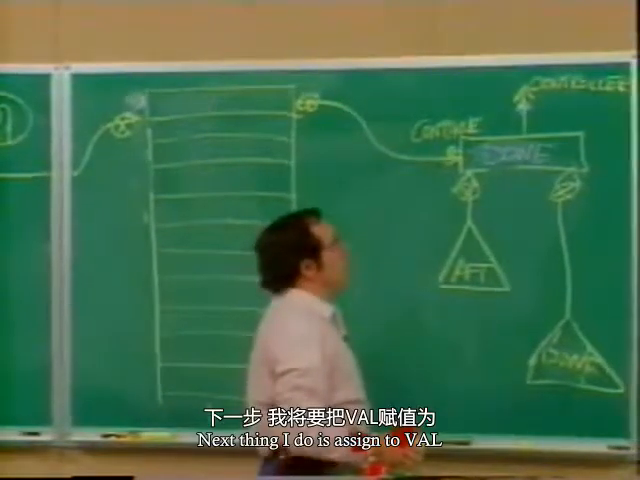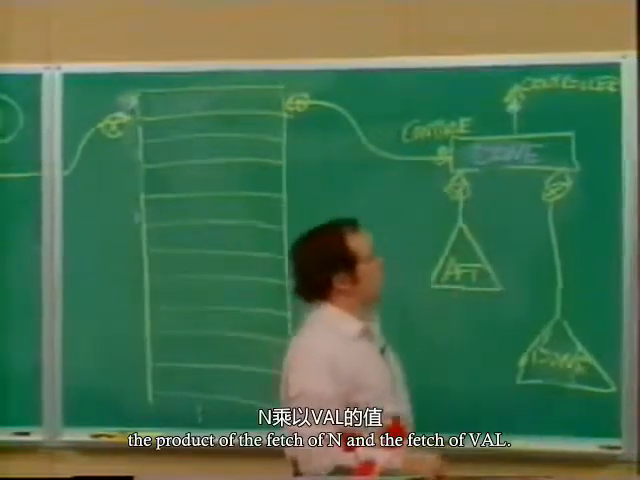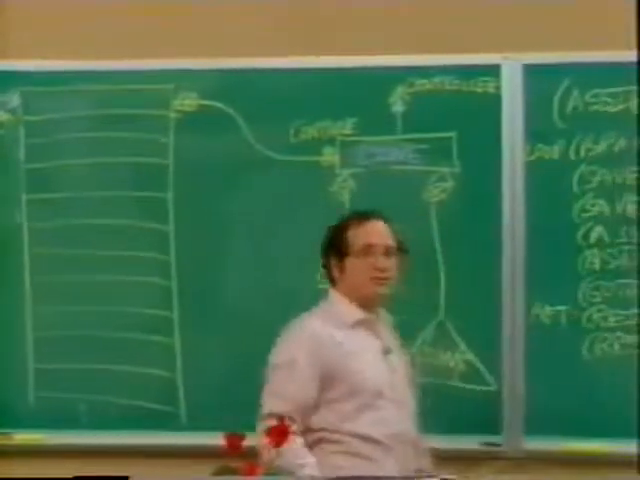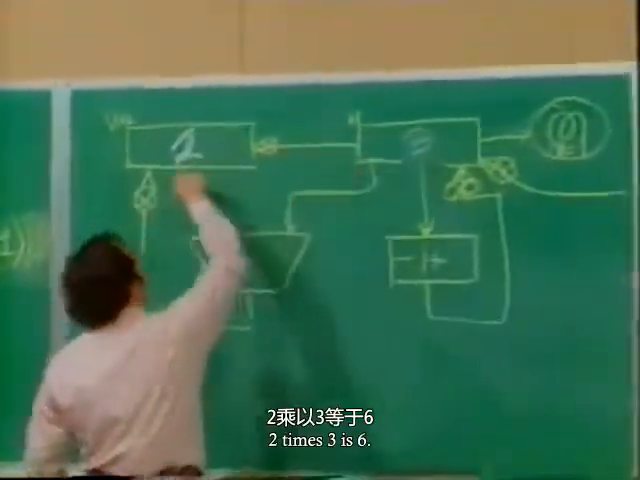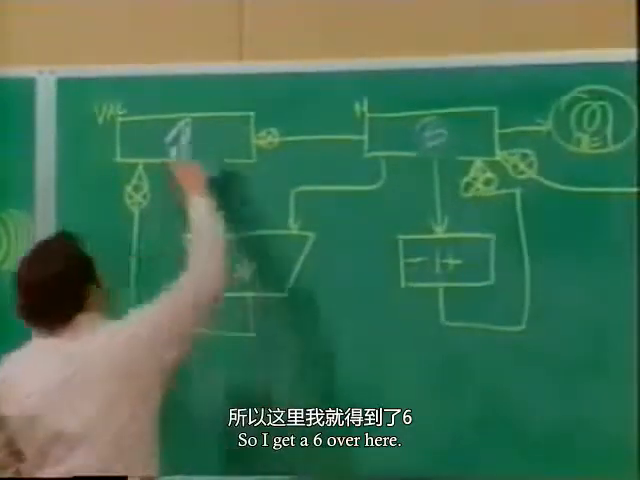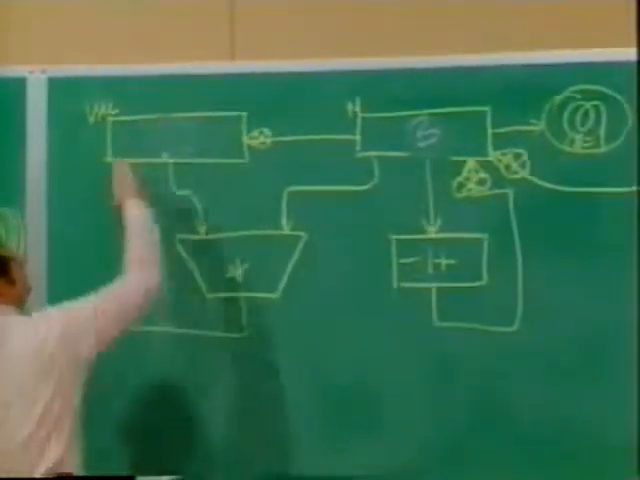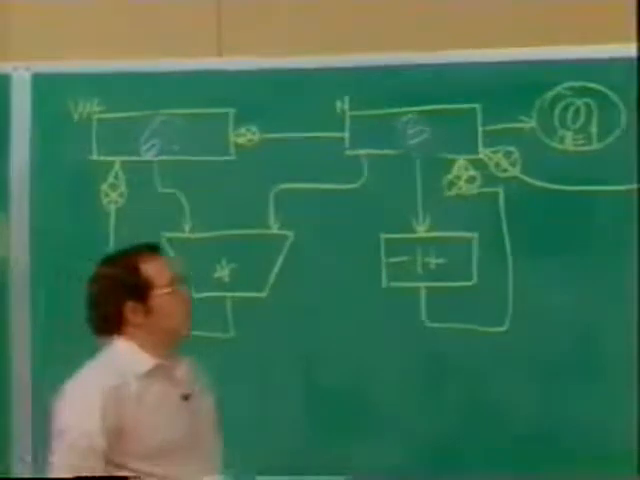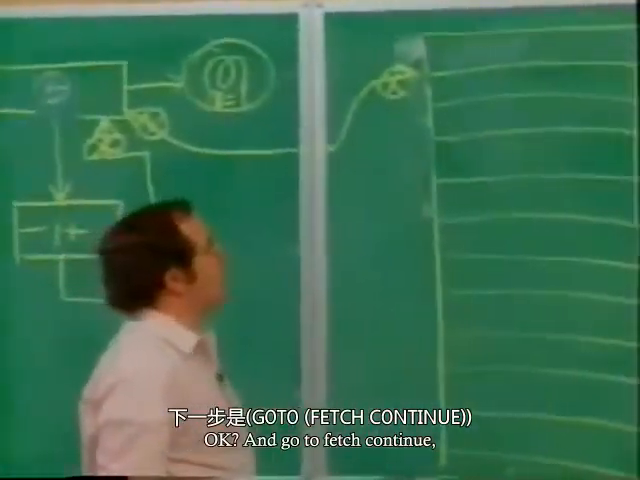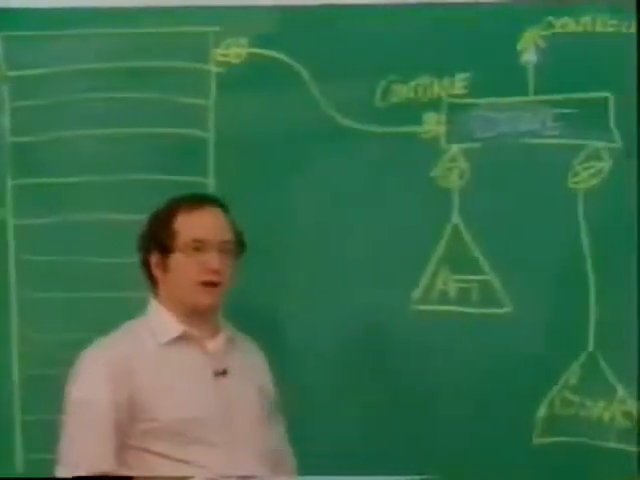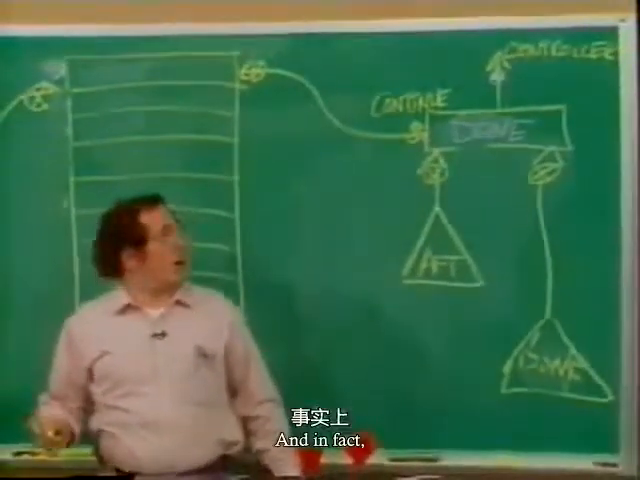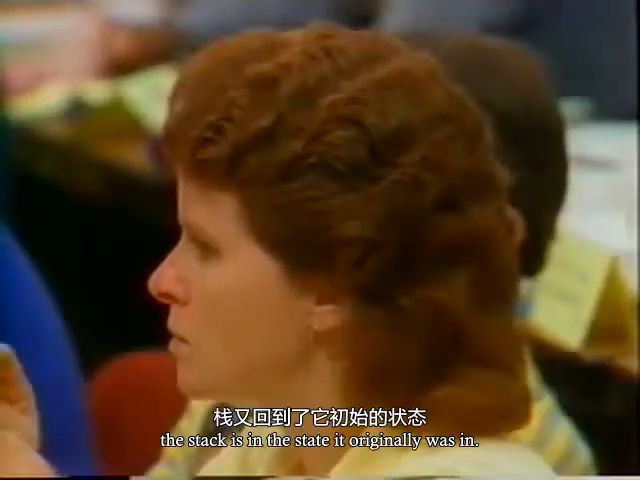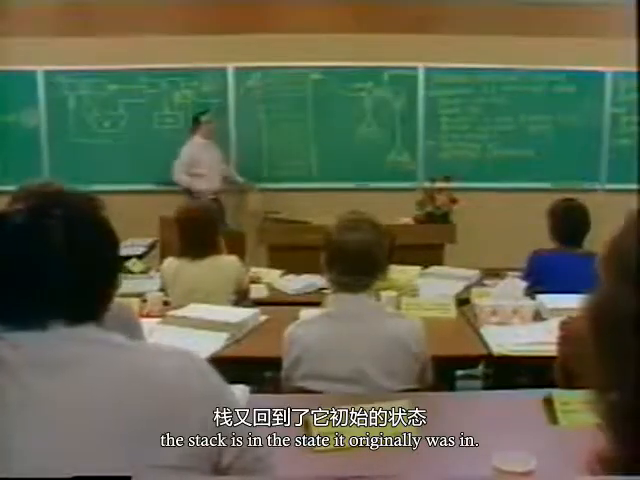Next thing I do is assign to val the product of the fetch of n and the fetch of val. That's pushing this button over here. Bang. 2 times 3 is 6. So I get a 6 over here. Okay? And go to fetch continue. Whoops, I go to done, and I'm done. And my answer is 6, as you can see in the val register. Okay? And in fact, the stack is in the state it originally was in.